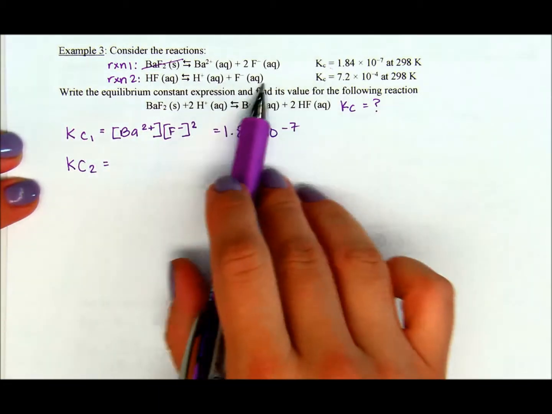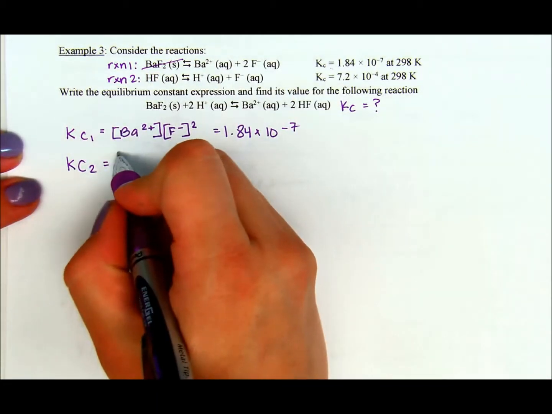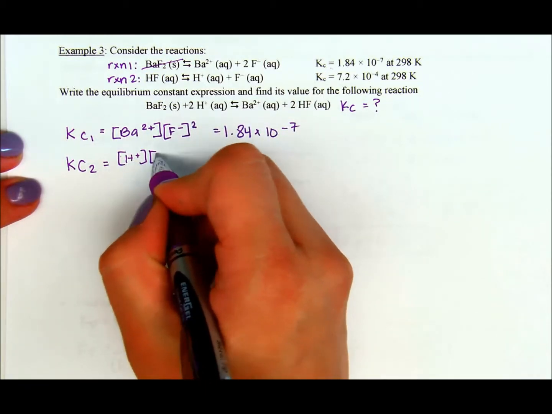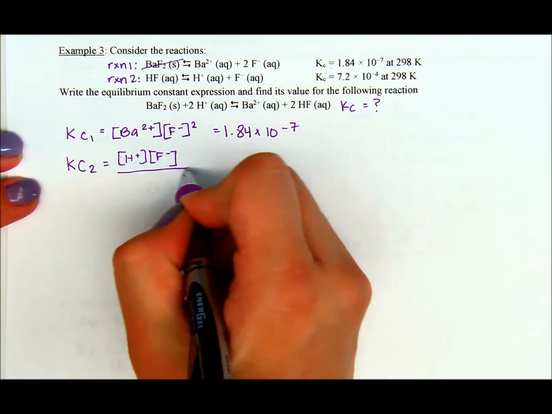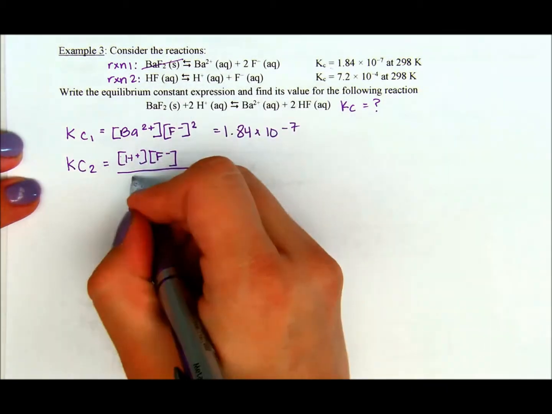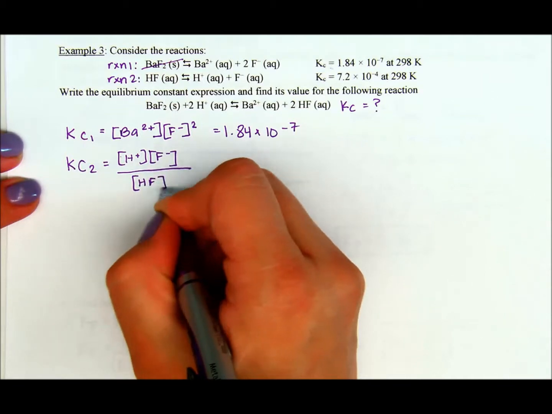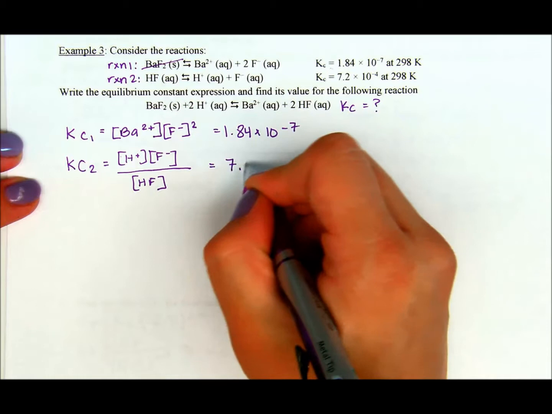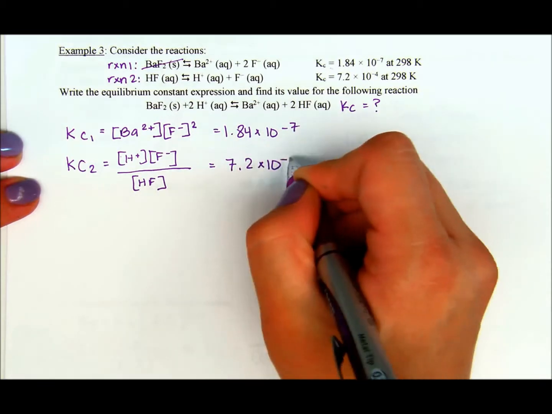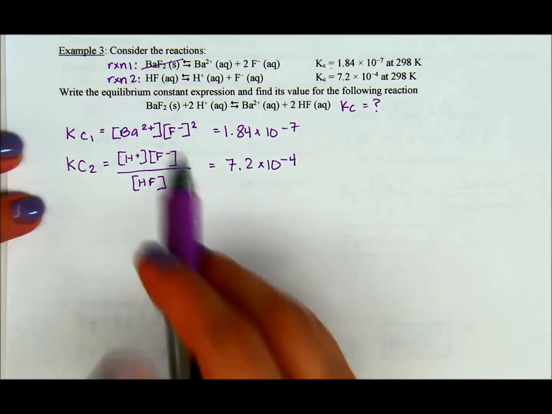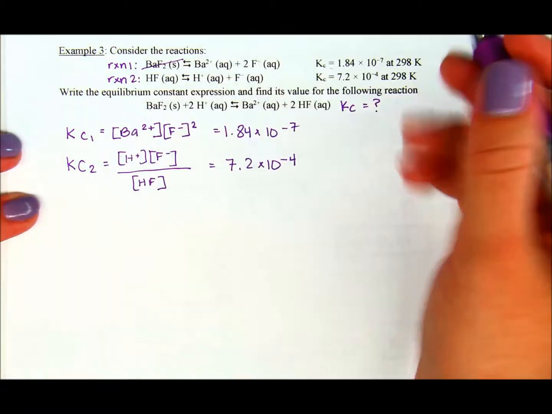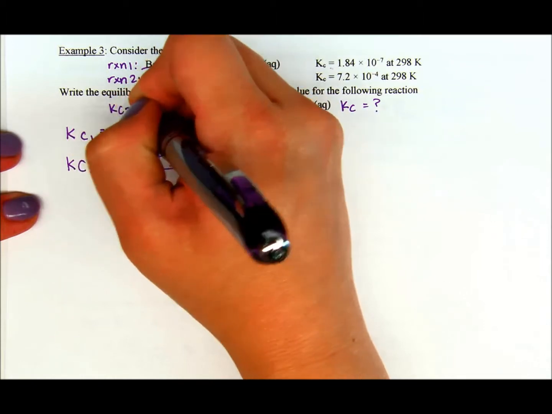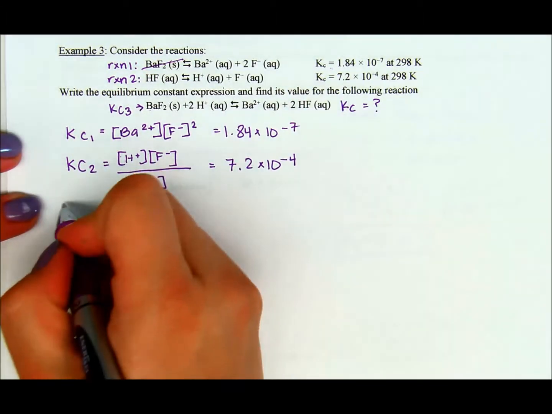Kc2 is our products over reactants, all aqueous here. So our products, H+, F-, over hydrofluoric acid. And those are all to the first power. And that's going to be equal to 7.2 times 10 to the negative 4. Okay, and now we're going to call this Kc3. We're going to try to find Kc3, and that's for this reaction here.